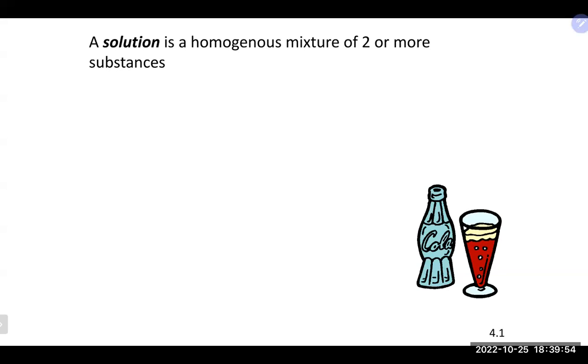All right, so we're gonna kind of change gears just a little bit here. We're gonna talk about solutions. We're gonna talk about molarity. And we're going to also talk about some other concentration units leading up to our wonderful talk about titrations, which we begin on Thursday.